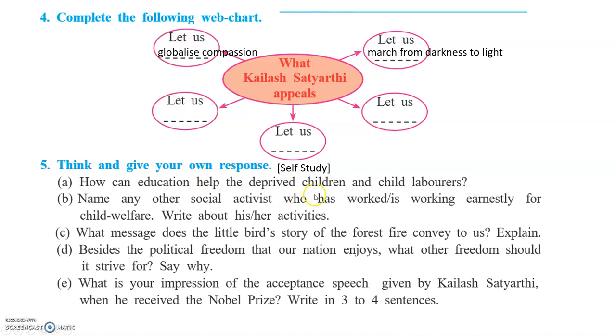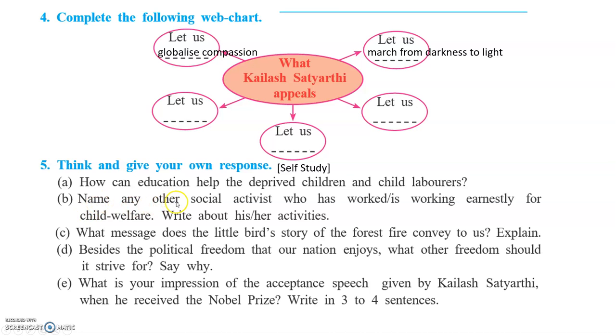Now, what do you mean by deprived children? Those who do not get education, and child laborers. How is it going to help them? One thing is what? They're going to recognize their rights. And when they recognize their rights, what happens? You are not going to let anybody exploit you. You're going to fight against the exploitation. And if you get education, you're going to be in a better job. You're going to be self-supported. You're going to support yourself. So here you can put those points. Okay, you may have better points. You can write those in this question.